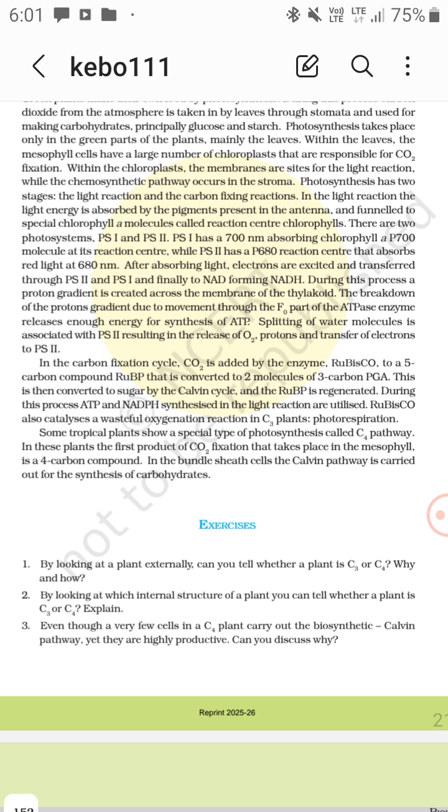Some tropical plants show a special type of photosynthesis called the C4 pathway. In these plants, the first product of CO2 fixation that takes place in the mesophyll is a 4 carbon compound, and in the bundle sheath cells, the Calvin cycle is carried out for the synthesis of carbohydrates.